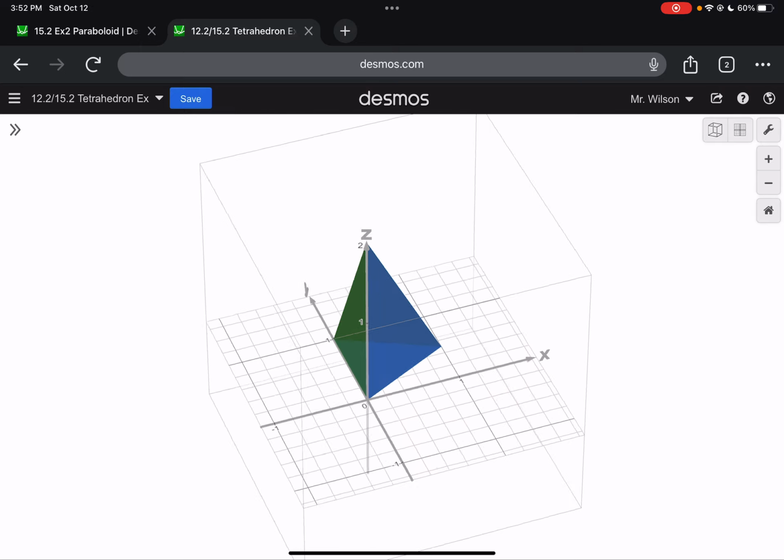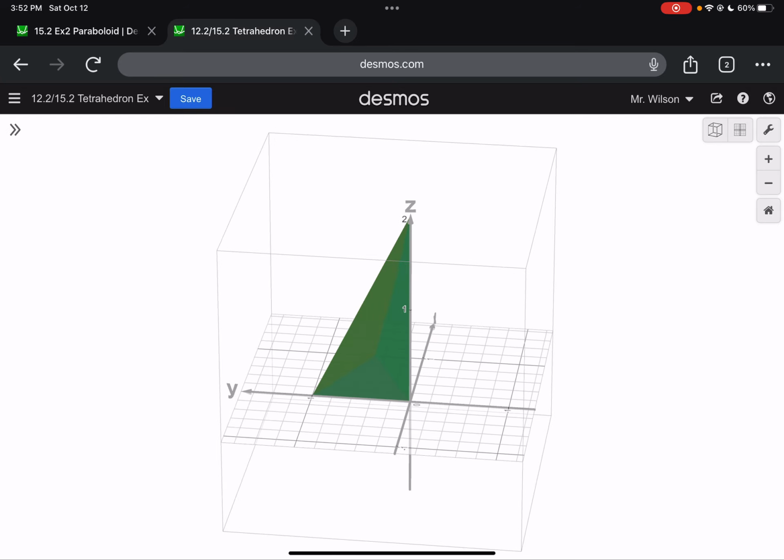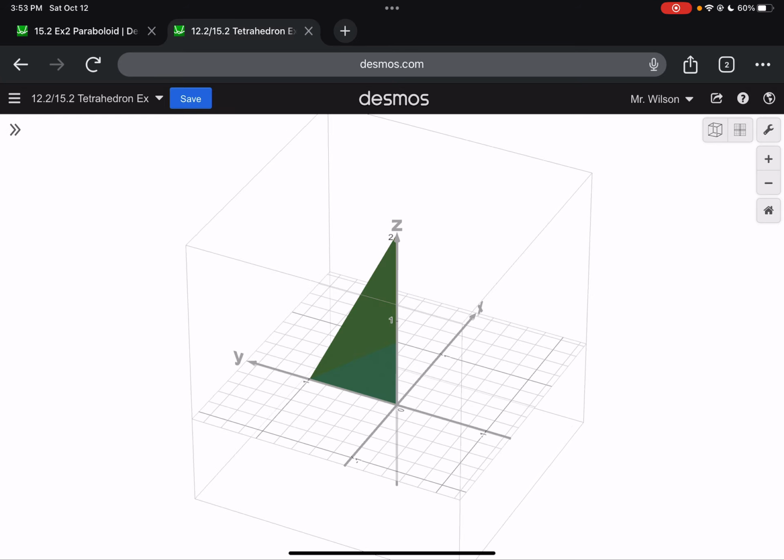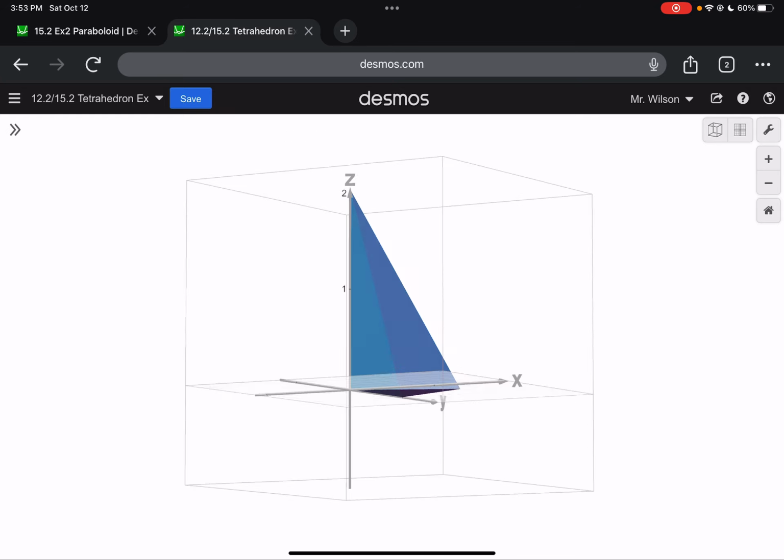X equals 0 is this side, so that's the vertical line. X equals 0, and then z equals 0 is just the xy plane. So you can see I have it down here in purple. Okay, but we're finding the volume of this solid.